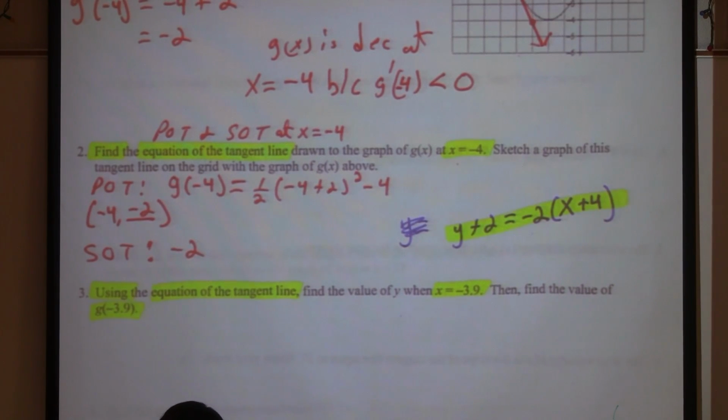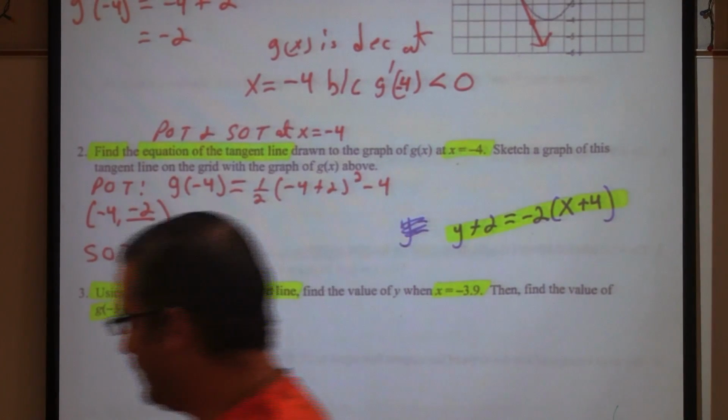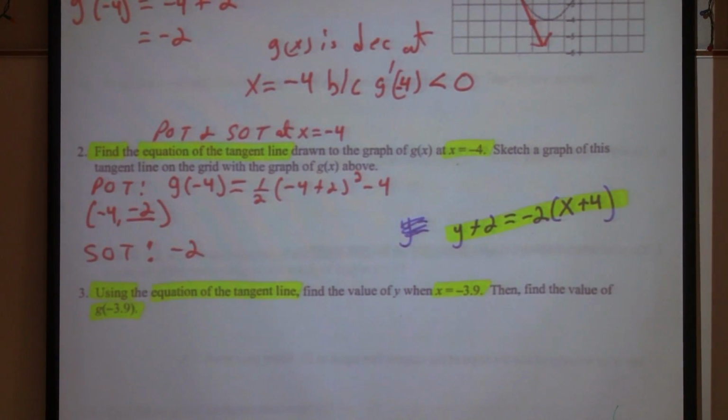Okay, so I sent it to you. You should be receiving it. On the left side, you're going to enter the answer using the tangent line. And on the right side, you will enter the answer using the original function. And then we'll see what happens. Remember, you're replacing x.